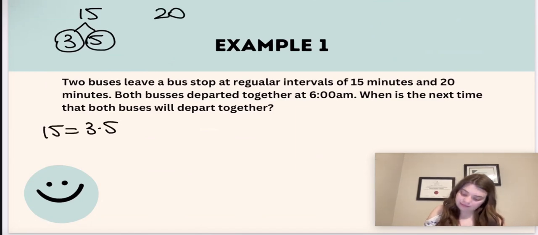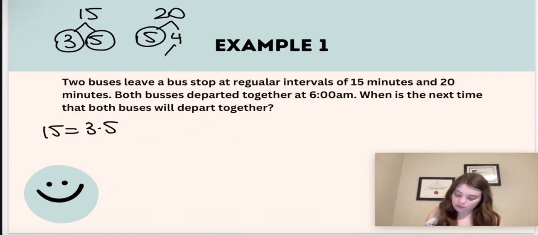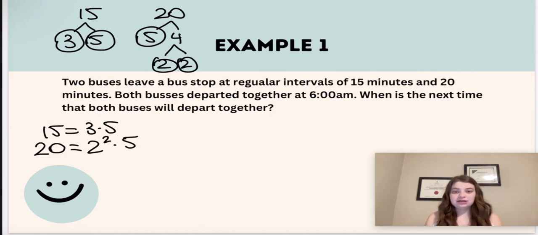And then for 20, we know that 5 times 4 is 20, and 5 is prime. And then 4 is just 2 times 2, and 2 is prime. So 20 is equal to 2 squared times 5. Now, to find the least common multiple, what we need to do is list everything that's in either of these, whether it's there once, whether it's there twice, however many times it's there. The only thing is that any values that are uncommon, we only count one time. So let me show you what I mean.